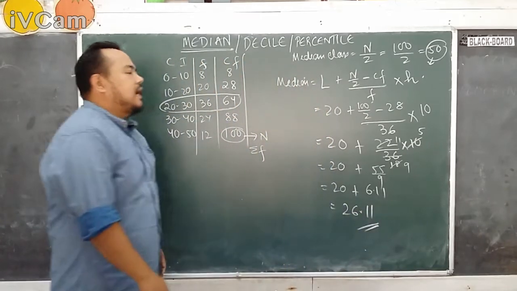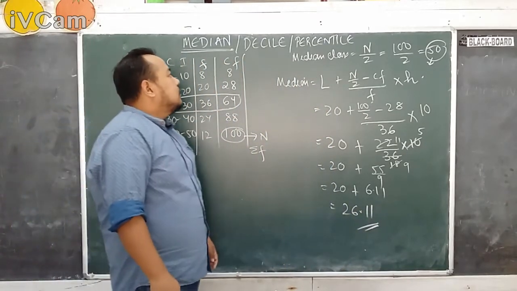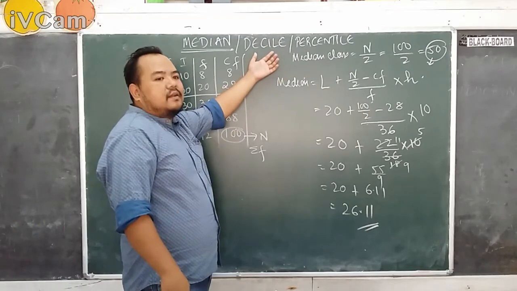So this is how you calculate the median. So once again, how do you calculate the decile class?